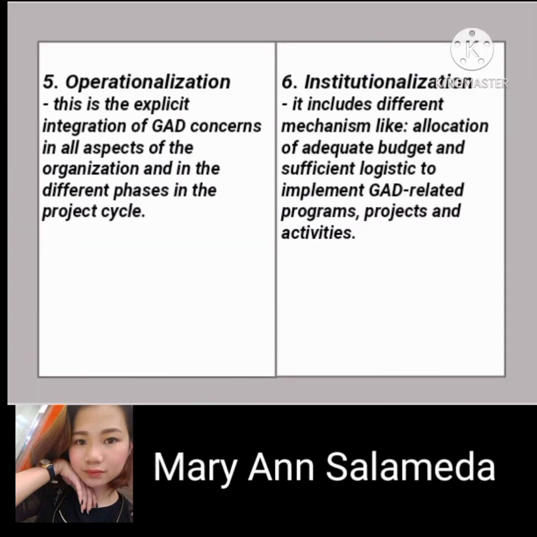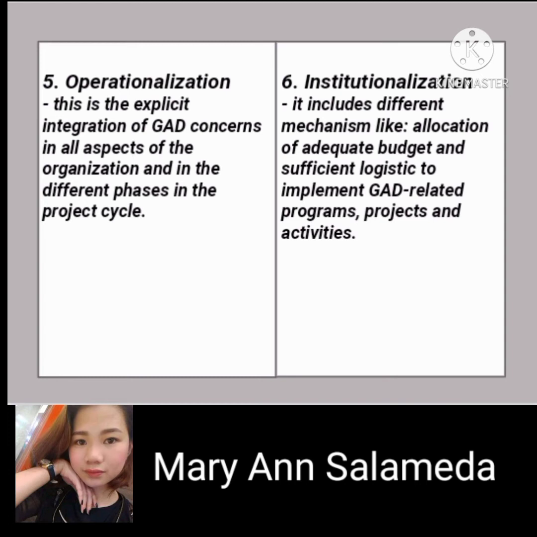So, number 5, operationalization. This is the explicit integration of GAD, which is gender and development, concerns in all aspects of the organization and in the different phases in the project cycle. So dito, tinitiyak na ang kasarian ay kasama bilang isang mahalagang bahagi ng lahat ng mga patakaran at programa sa samahan. Mayroong pangkat na multi-sectoral, sagad, pagbuo ng alyansa at trainees pool.